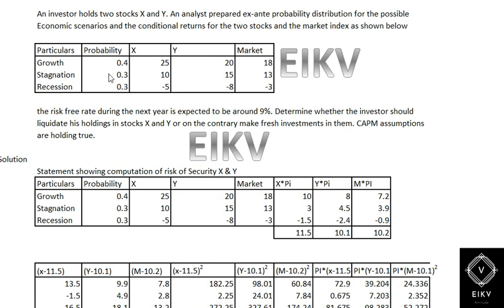Here we have a table containing three scenarios: growth, stagnation, and recession, with probabilities 0.4, 0.3, and 0.3. The return of X would be 25, 10, and -5, and for Y it would be 20, 50, and -8. The market would be 18, 13, and -3. The risk-free rate during the next year is expected to be around 9%.